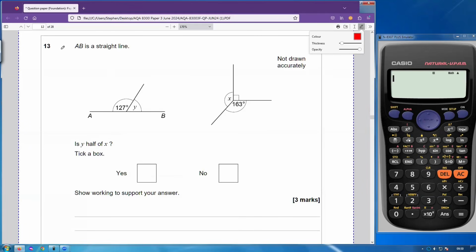Question 13. AB is a straight line. There's A to B. Is y half of x? A question mark. There's x here. Tick a box. Well, we've got to work out x first. That's what I would do.